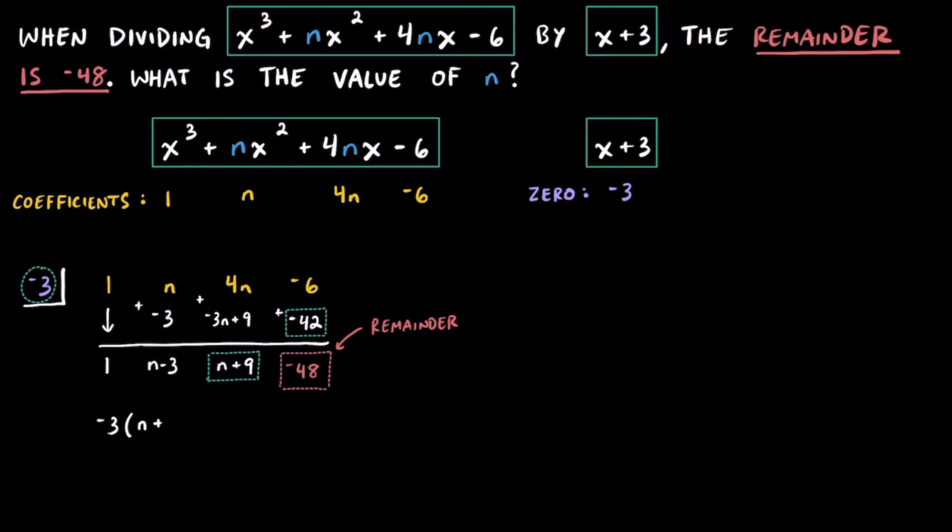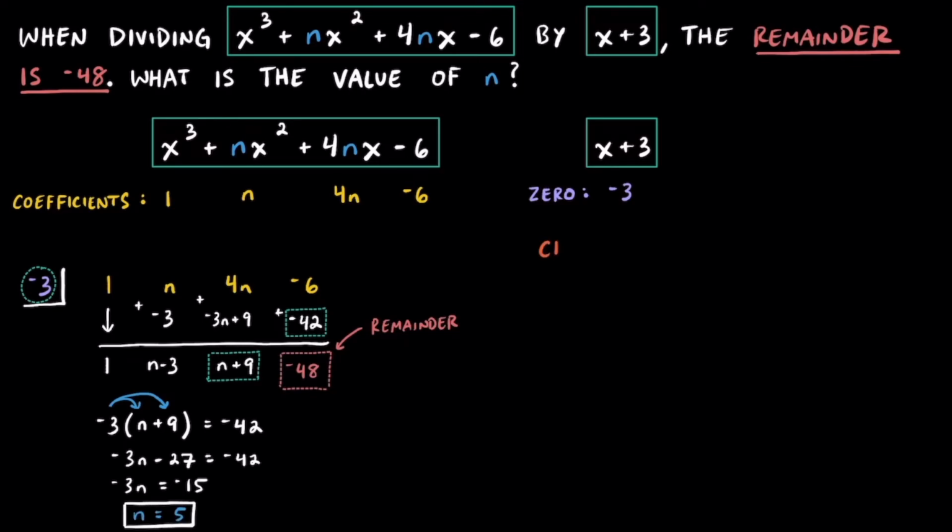Writing that out as an equation and distributing that negative 3 to the n and to the positive 9, we're going to get negative 3n minus 27 equals negative 42, and adding 27 to both sides, we'll get negative 3n is equal to negative 15, and then finally dividing both sides by negative 3, we'll find out that n is equal to positive 5.